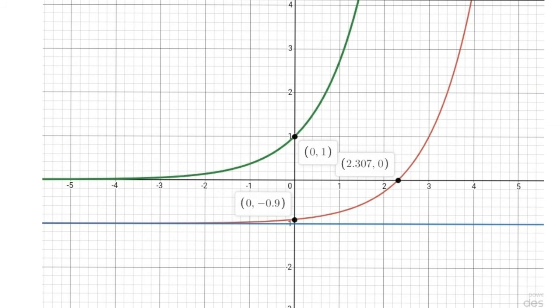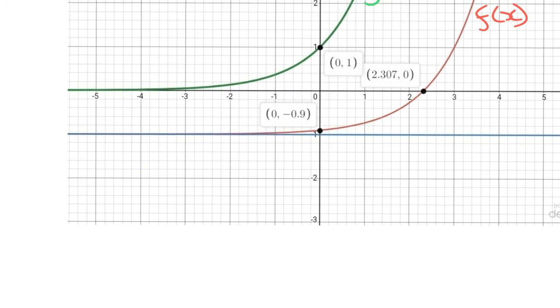The red sketch is our function of f. The green is the parent function, which is y is equal to e to the power of x. Now you can see what happened. It moved 3 places to the right and 1 place down. And we can see the coordinates of the intercepts there.